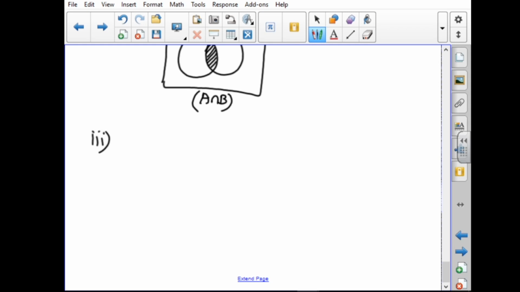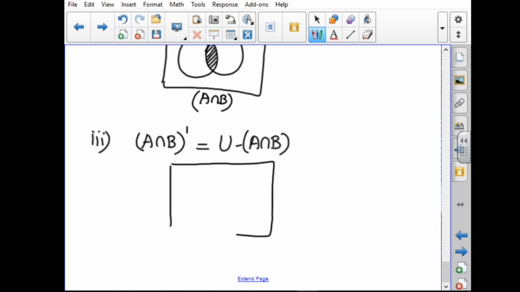Then third one, A intersection B whole dash. In the second subdivision, we found A intersection B. Whole dash means what? In the universal set, except A intersection B is called A intersection B whole dash. So take a universal set. Already we found A intersection B in the second subdivision. Except that intersection part, you have to shade all the parts.